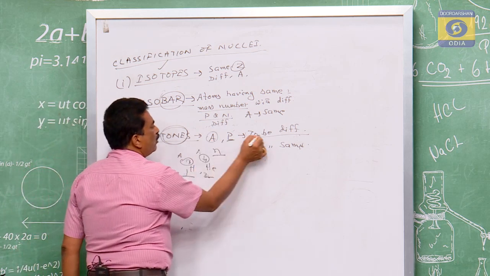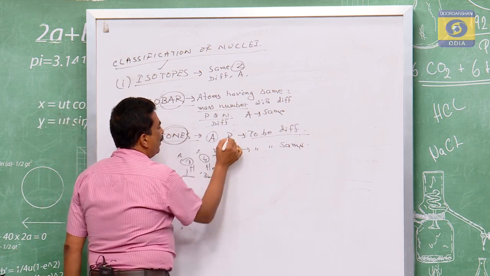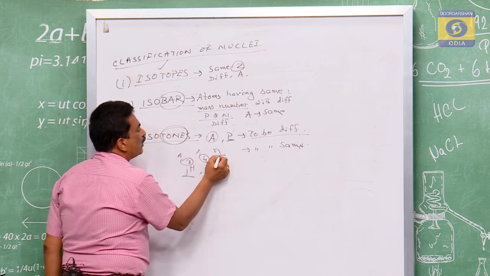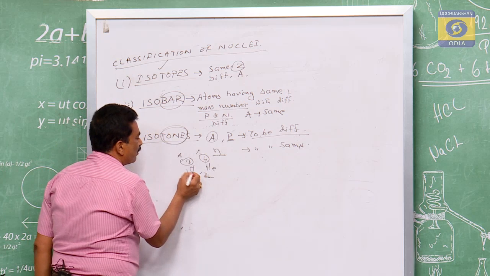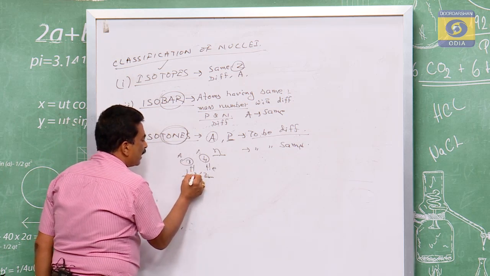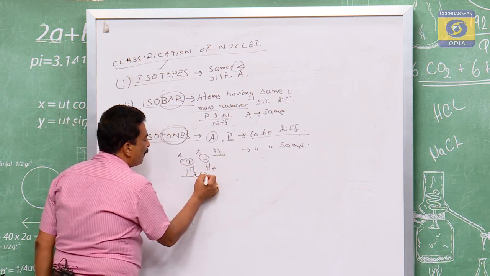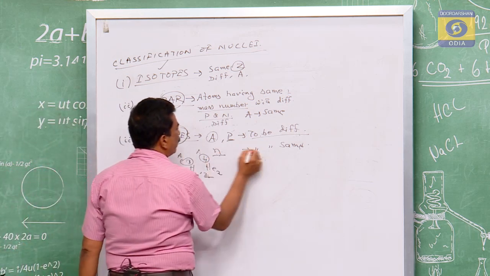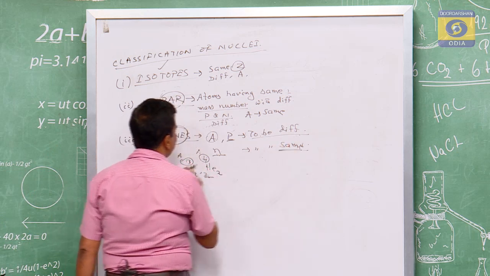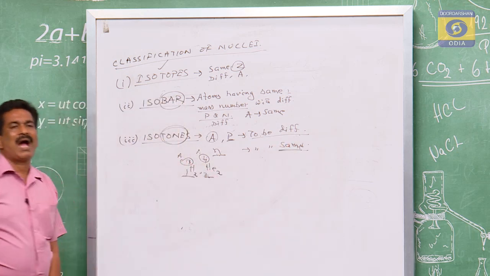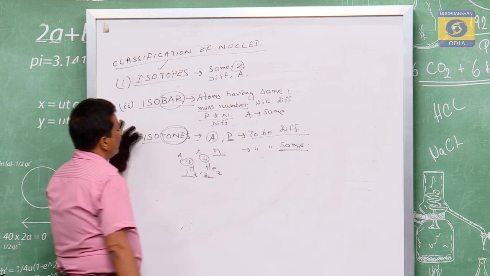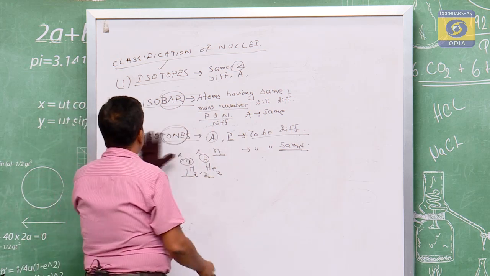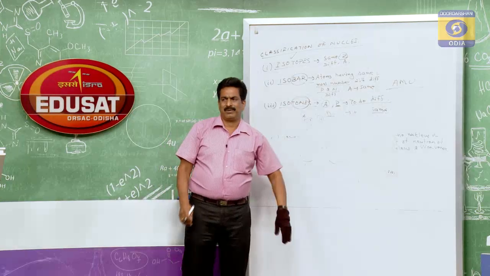A is different and P is different, but what is the same? The same will be the neutron. What will be the number of neutrons here? 3 minus 1, that is 2. And 4 minus 2, that is 2. Therefore, the neutron number is the same. When the neutron is the same, then that is isotones. Similarly, oxygen with nitrogen you can also take. So, this is the third type. Thank you very much.